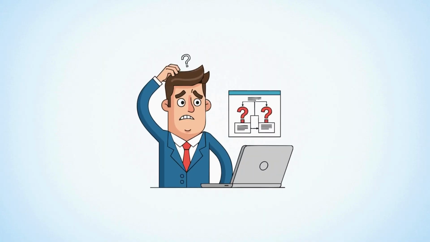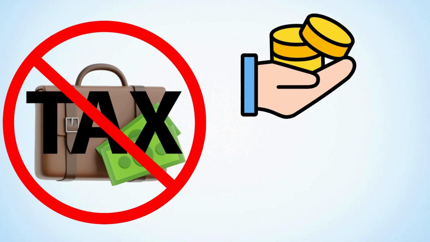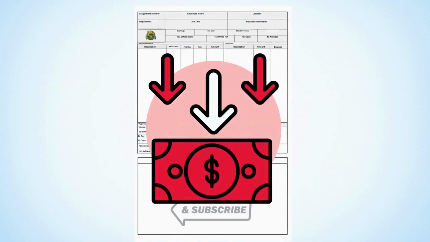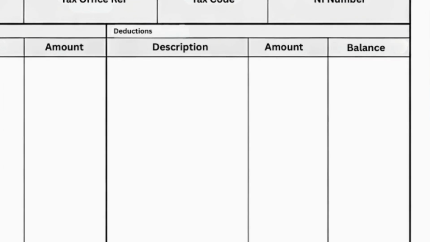This can feel confusing because even if your annual salary is below the tax-free allowance for income tax, you may still pay national insurance if your monthly pay exceeds the threshold. The NI deduction on your payslip will often say something like Class 1 NI contributions or NICs.